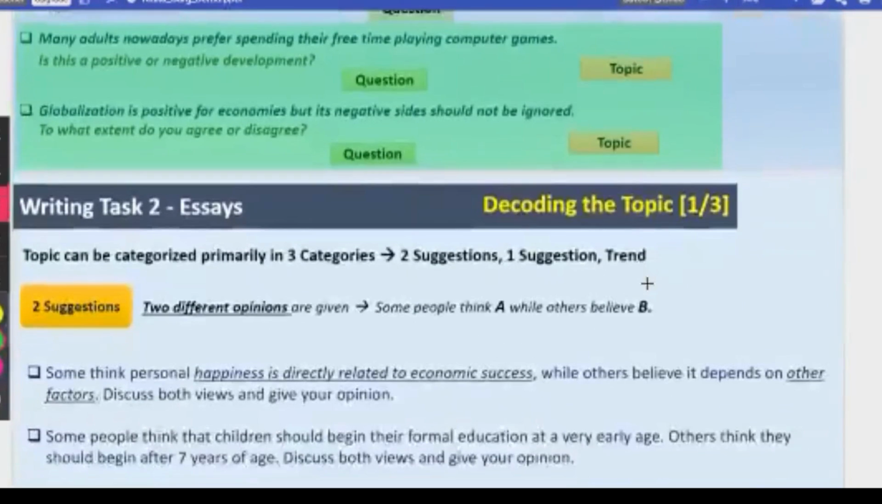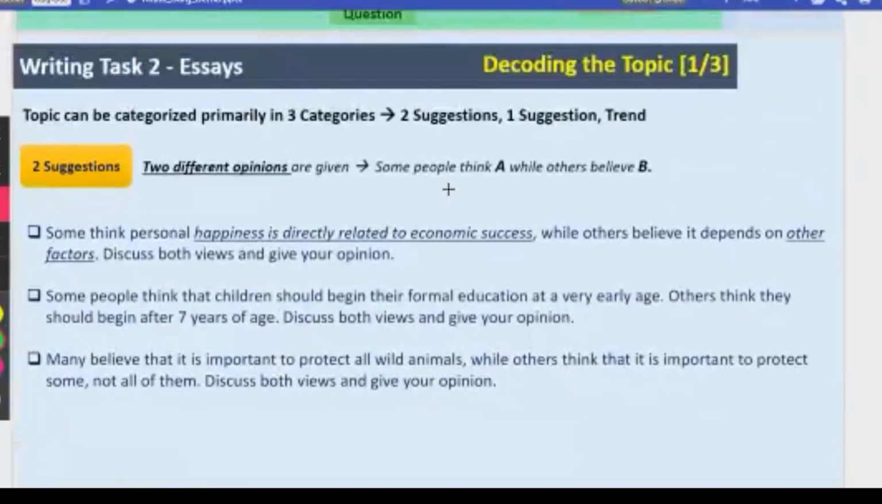Okay, let us move to the next slide. So in the next slide, as I said, we can break down the task into two parts, topic and question. Now I'm going to tell you about the topic. Whenever you get a topic in IELTS, it can be further categorized into three categories. Primarily, you will get either two suggestions, like personal happiness is derived from financial status or other factors, one suggestion like having a single government rather than multiple governments, or a trend, which we will discuss later in the slides. Let us focus on the first category, that is two suggestions.